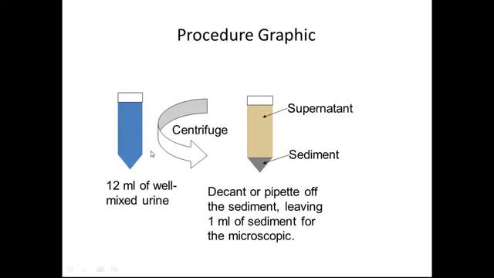So we need to pour into a tube 12 milliliters of well-mixed urine and then centrifuge for 5 minutes. And then we get the supernatant and the sediment. We would then decant off or pipette off the supernatant and leave the sediment in the bottom, which usually is about 1 milliliter.